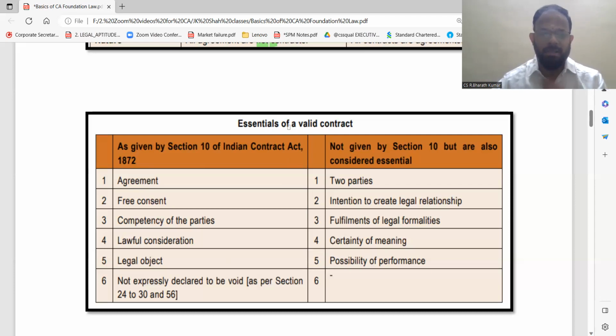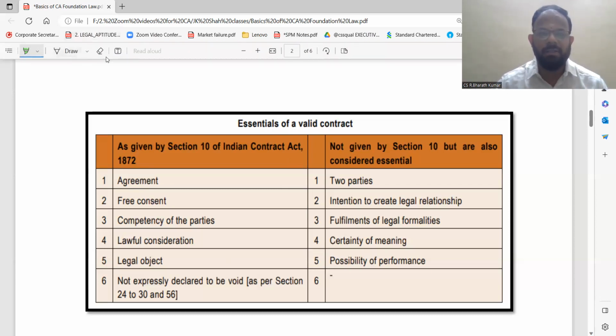That's what they will say here. Competence of party. You need to be a major. You need to be of sound mind. That means you should not be a lunatic, and you should not be disqualified under any other provisions of the Act. You should have a lawful consideration, a lawful object, and no void agreement.